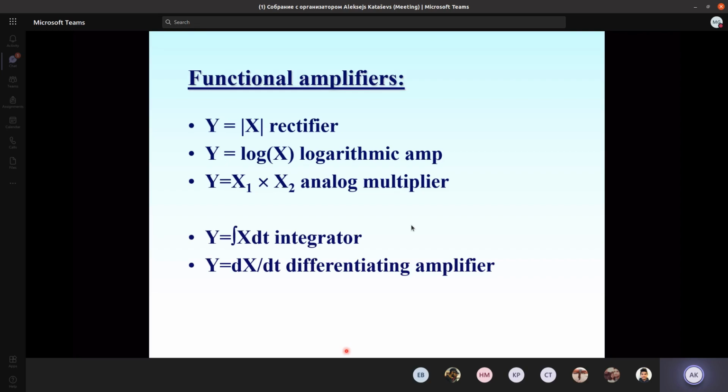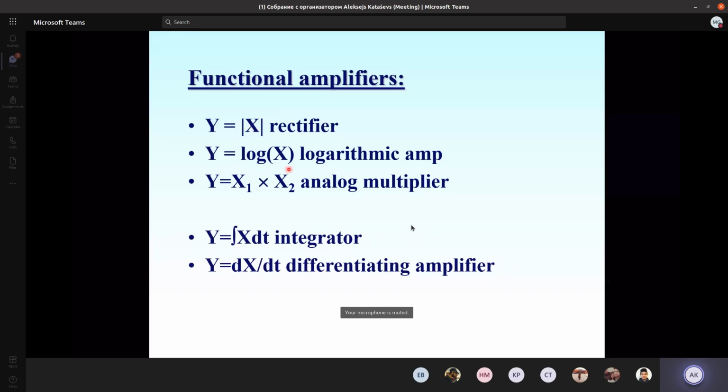So, some functional amplifiers. What does the name functional amplifier mean? They are actually used to represent some mathematical function. And generally, there are quite a number of functions we could represent. A typical example of what we discuss today is the absolute value function, or modulus function.